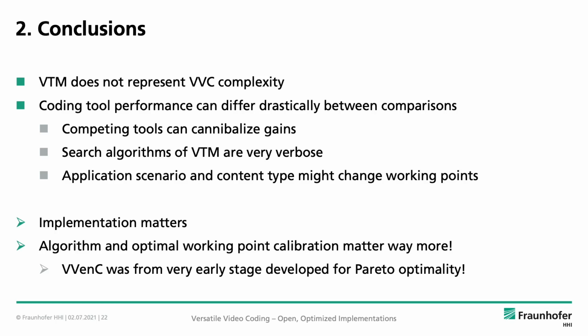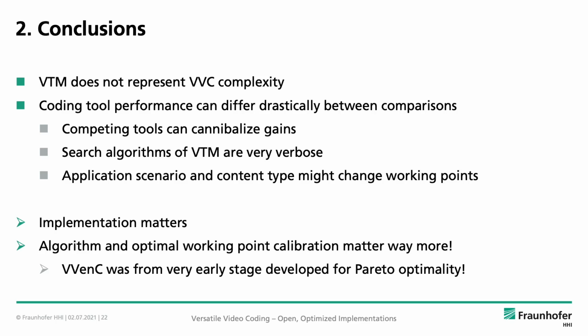It depends on the search algorithm. So in VTM, most of the search algorithms are designed to demonstrate the full potential of the tool, meaning they are very verbose. And in VVenC, we have many alternatives of the search algorithm for every tool, allowing very different working points across the Pareto set.